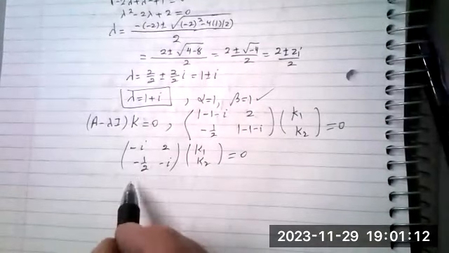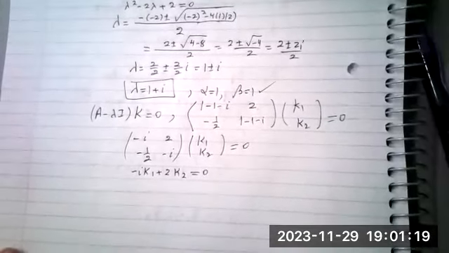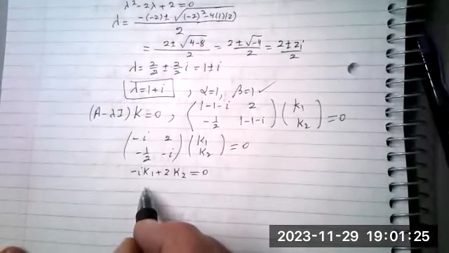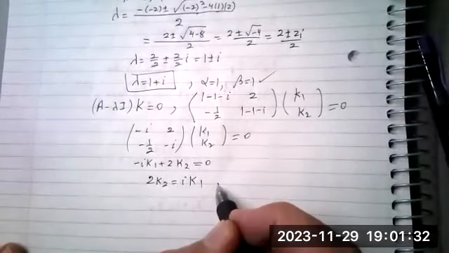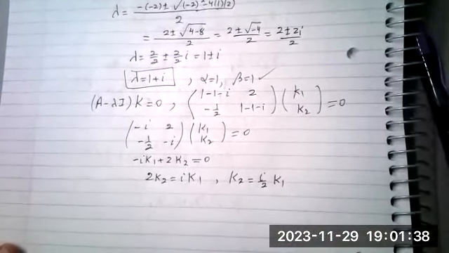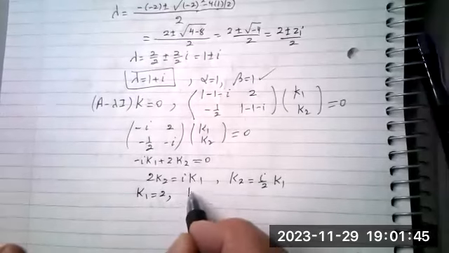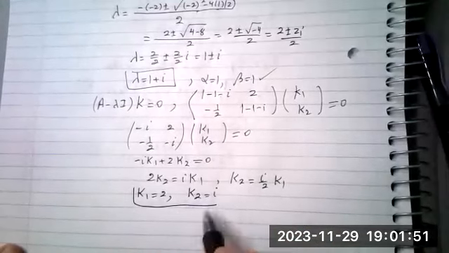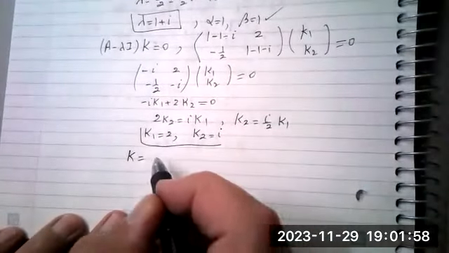So I'm going to pick the first one: -i times k1 plus 2 k2 equal to 0. In this case, you can find k2 if you like. So 2 k2 is equal to i k1, and then k2 is going to be i over 2 times k1. Okay, I pick a nice number to find it. I pick k1 to be equal to 2. Then k2 would be equal to i. So the vector is going to be 2, i.